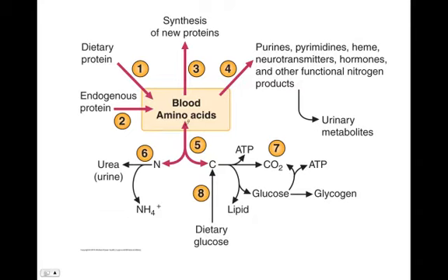So inputs into the amino acid pool come from dietary protein that we've seen is digested into di- and tripeptides and single amino acids. Amino acids can also come from endogenous protein degradation. To a small percentage, amino acids can be synthesized within the body, starting with dietary glucose, which can be aminated to synthesize an amino acid. Any amino acid that can be synthesized readily within the body is considered a non-essential amino acid.